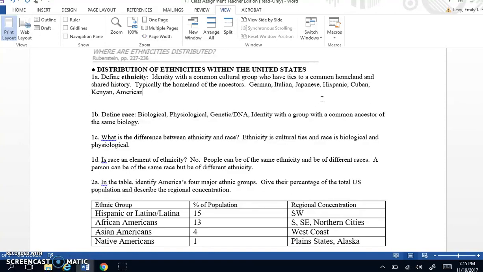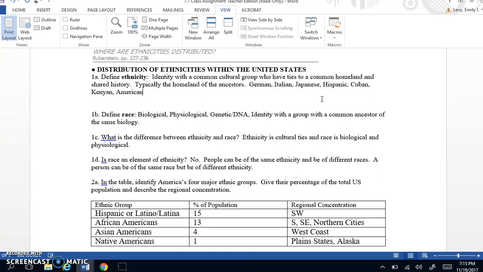Let's start with ethnicity. So ethnicity, this is identification with a common cultural group who have ties to a common homeland and shared history. It's typically the homeland of the ancestors. So ethnicity tends to be identification with culture. Typically it's the culture of the history of your people. So this could be somebody who's German, somebody who's Italian, can be Japanese, Hispanic, Cuban, Kenyan, American. And a person can be more than one ethnicity at the same time.